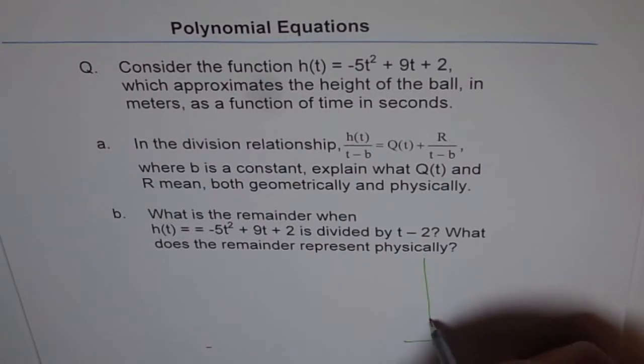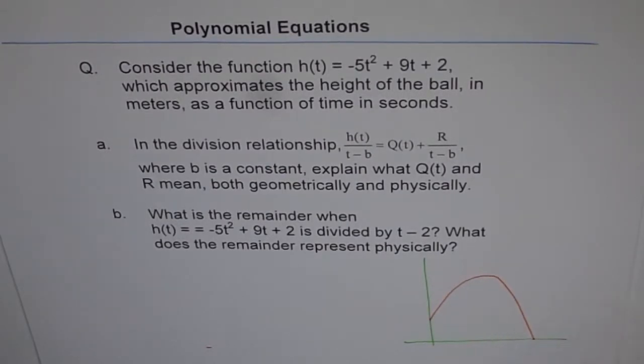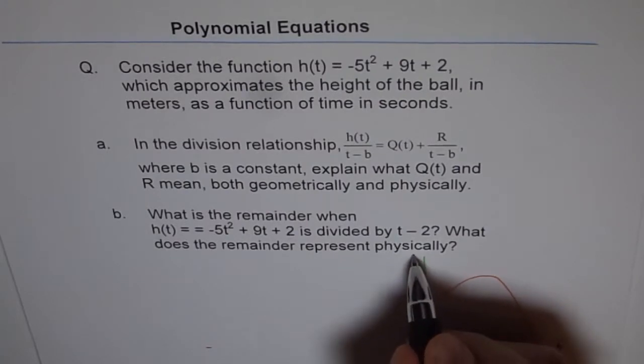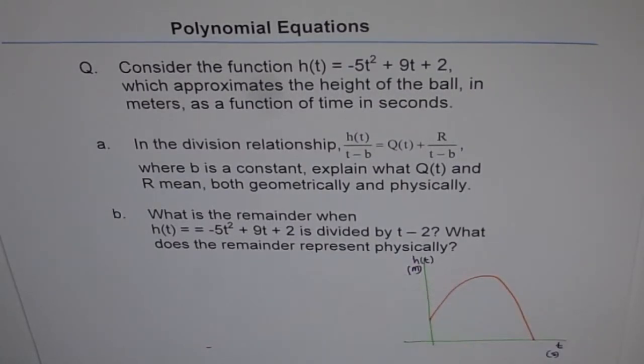So let me just sketch it like this, and it comes here, like that. So that is a parabolic path. It's not so beautifully drawn, but imagine that this is the parabolic path which the ball takes. Here we have t in seconds, and this gives us the height of the ball, h of t, in meters. Okay, now let's do part B first.